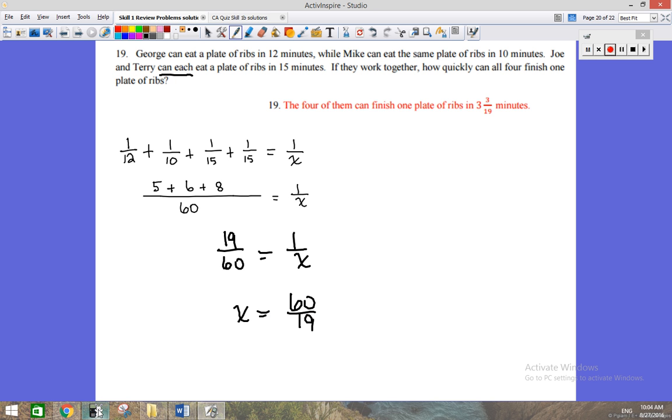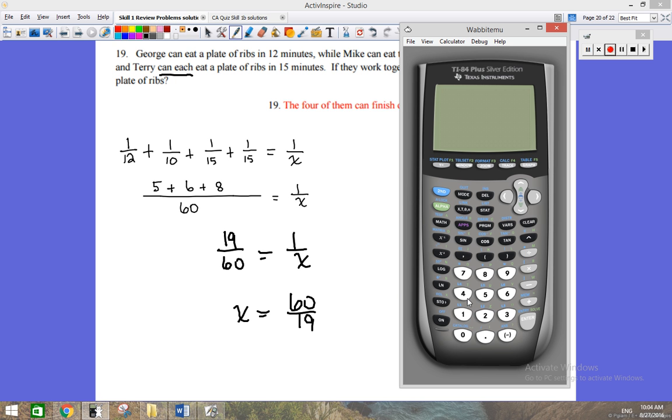That's an improper fraction. If I take 60 divided by 19, I get 3, and if I subtract 3 and change that to a fraction, I suppose you could just leave it as 3 and 3/19 of a minute.